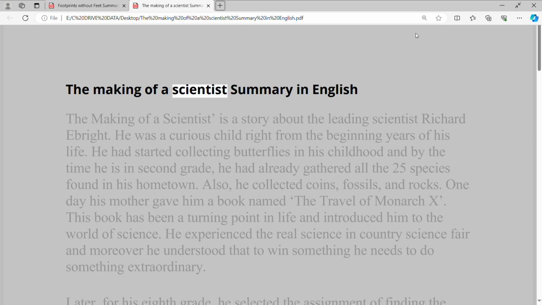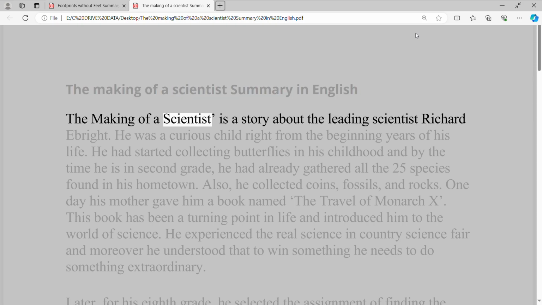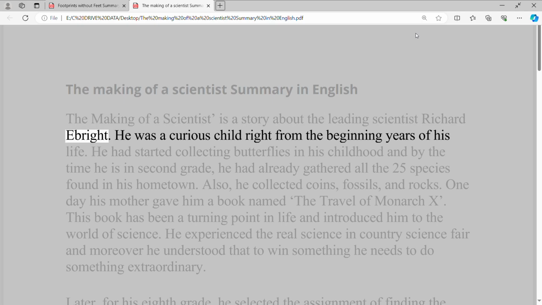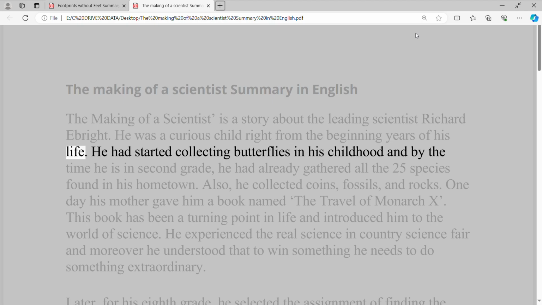The Making of a Scientist Summary in English. The Making of a Scientist is a story about the leading scientist Richard Ebright. He was a curious child right from the beginning years of his life.